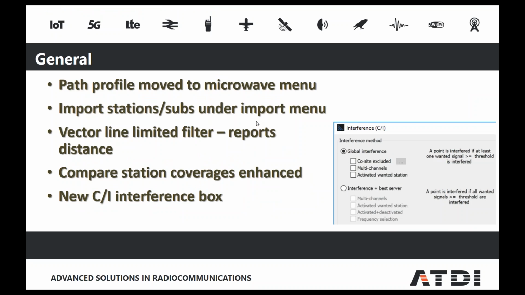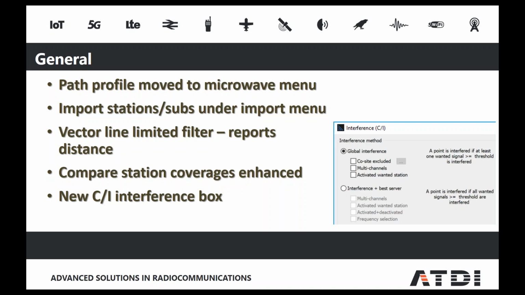Okay, so a couple of functions that are quite widely used have just changed position in terms of where they're accessed. The path profile is now accessed under the microwave menu. So for anybody that was using it, if you go to microwave, there's an option for path profile. That's that traditional 2D slice between 2 points, 2 stations, or a station and a point of interest.